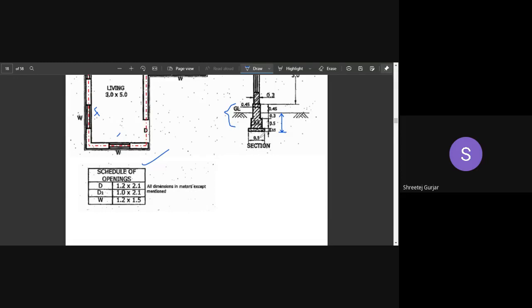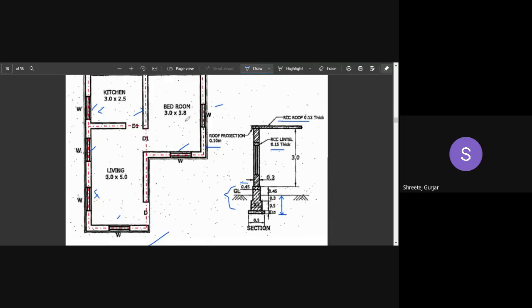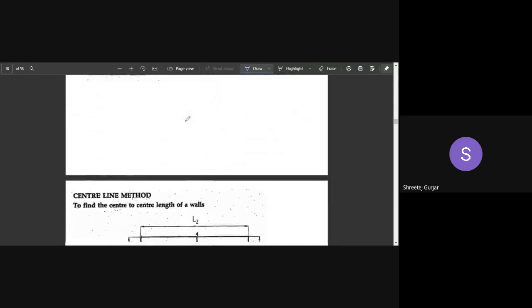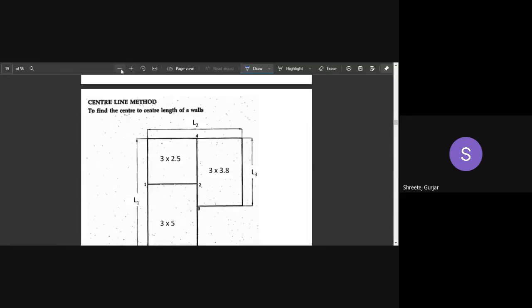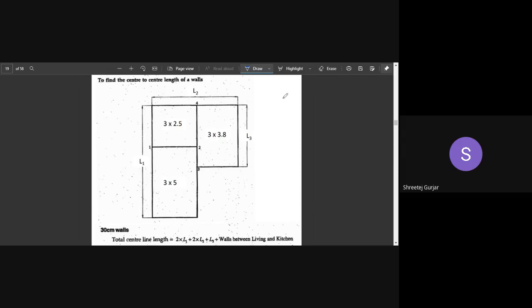And then this is our width of foundation, and you can see your foundation is in 2 steps. Starting from the bottom, this is our first step, which is 0.6 meters in width, and then your second step, which is 0.45 meters in width. So I hope it is clear. Moving on to your calculation, first we calculate using the centerline method, and then we will move on to the long wall short wall method.